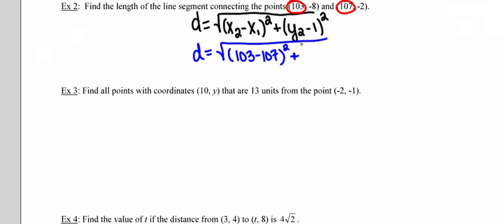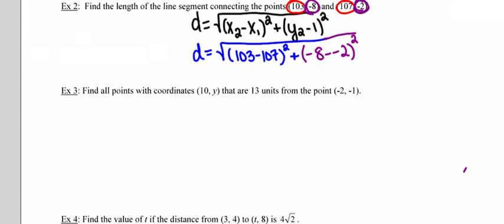And the only thing I have to be a little careful of is when I go to substitute in the y values, I need to substitute in the y value that goes with 103. So my two y values are -8 and -2. The one that I'm going to substitute in first is the -8 because it belongs with the 103 that I substituted in first for the x values. So -8 subtract a -2, square it.